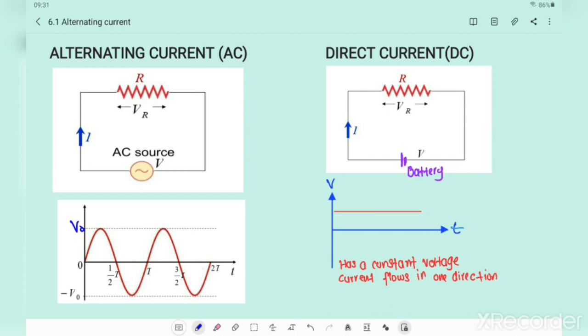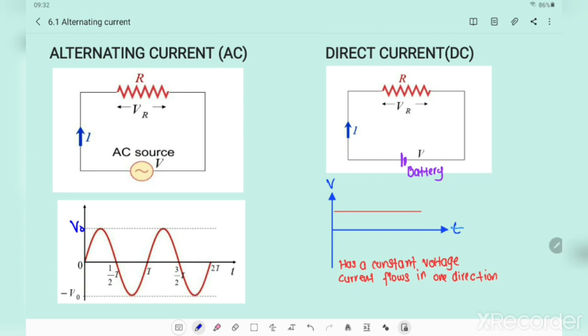Everyone, now we are in chapter 6, alternating current. Before this we learned about the direct current. So what is the difference between alternating current and direct current? What is actually alternating current?